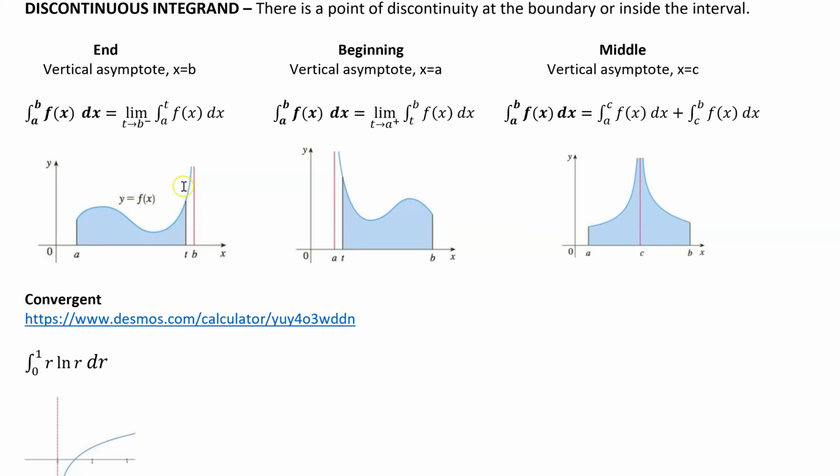All right, so now we have a discontinuous integrand. So we have some vertical asymptote here, or here, or here, that's breaking up our graph, and we're going off to infinity with that function that's inside of our integral. So we have three situations.